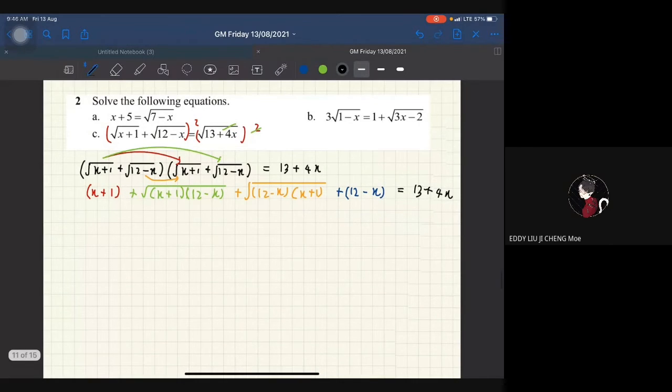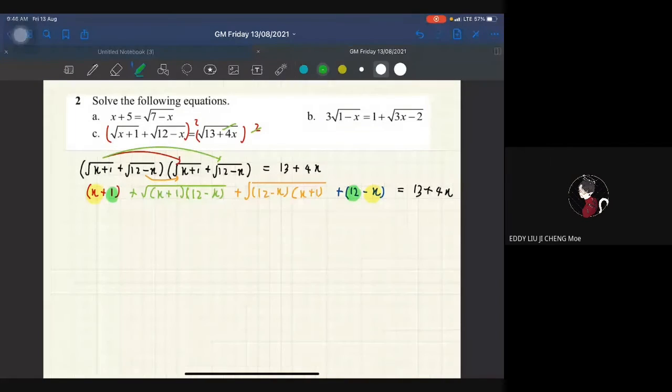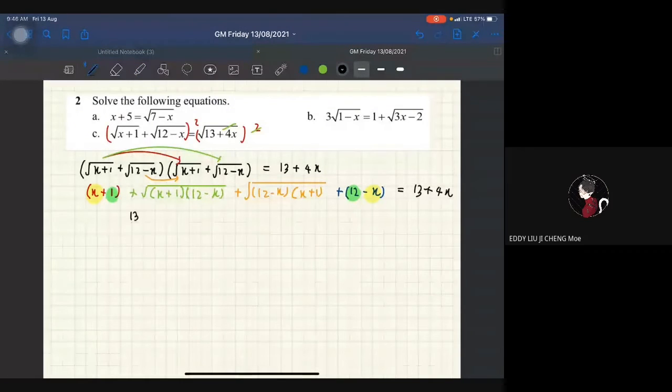Okay, so jom kita cuba simplifykan. Alright, so this one over here, x. This one ada negative x. So dia hilang, mati. Okay, cancel out. Okay, and then awak ada plus 1 over here. And then plus 12 over here, so you have plus 13.